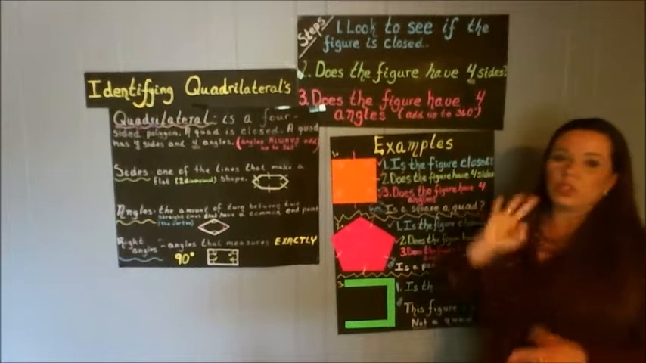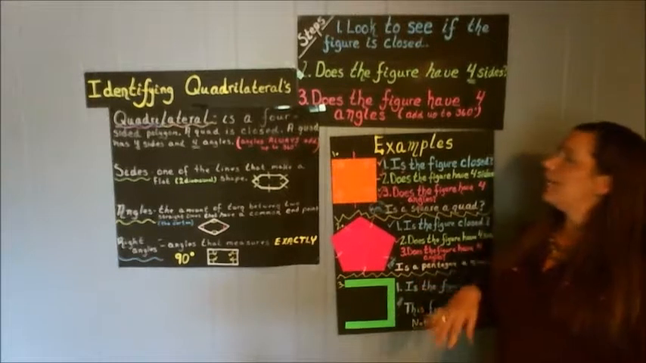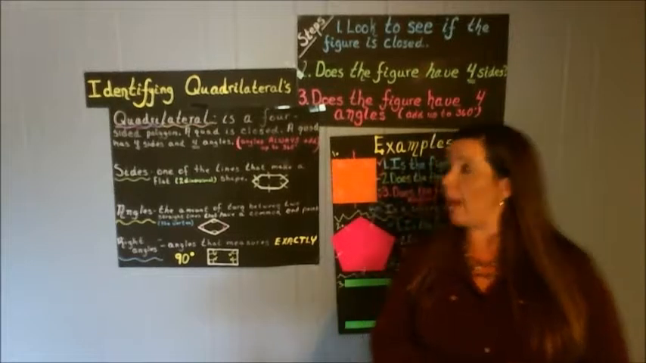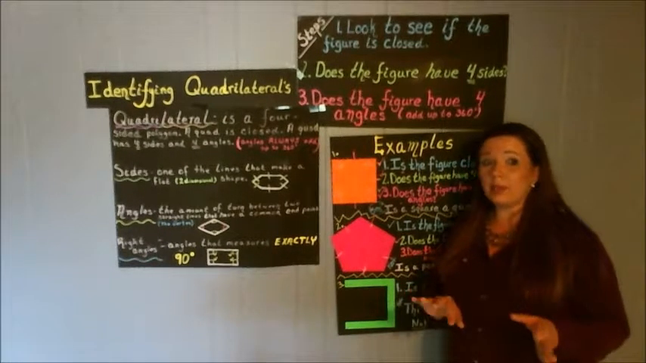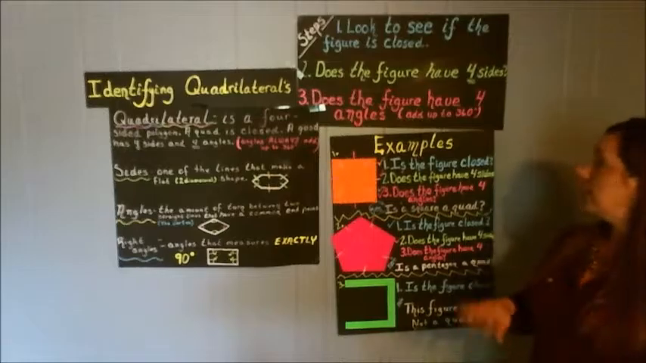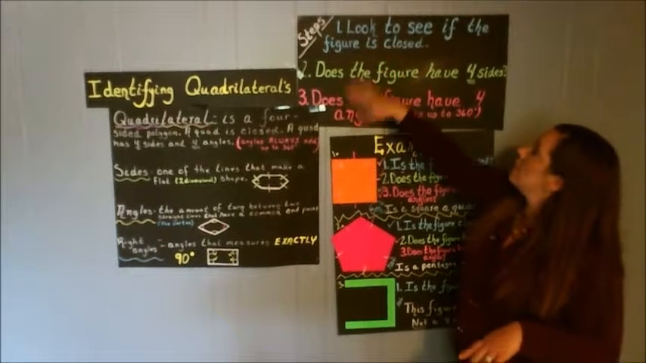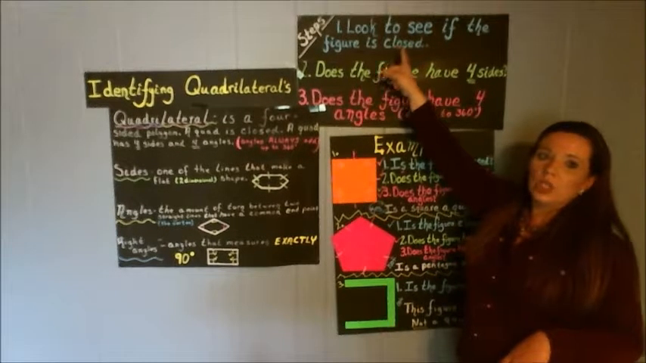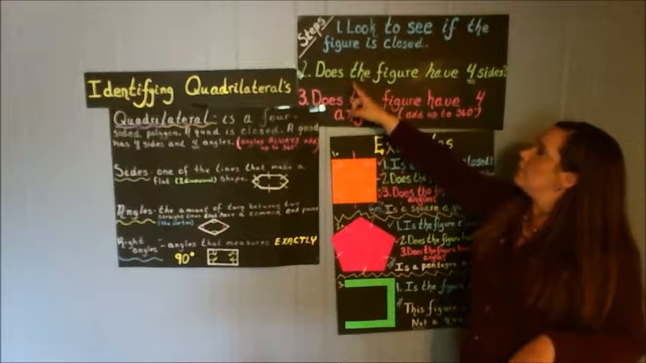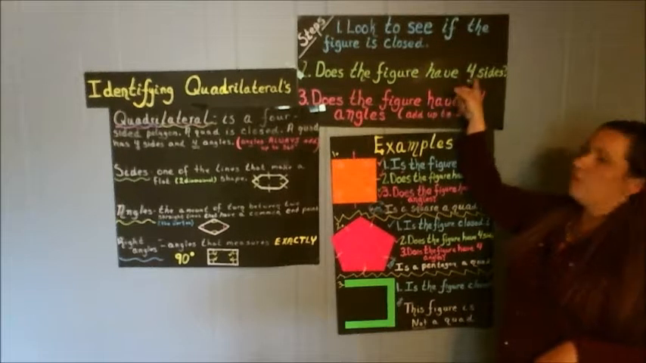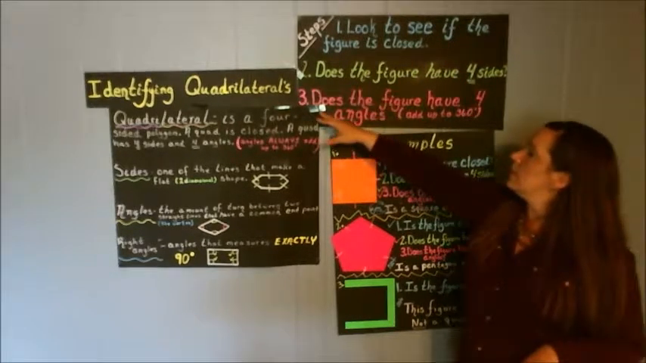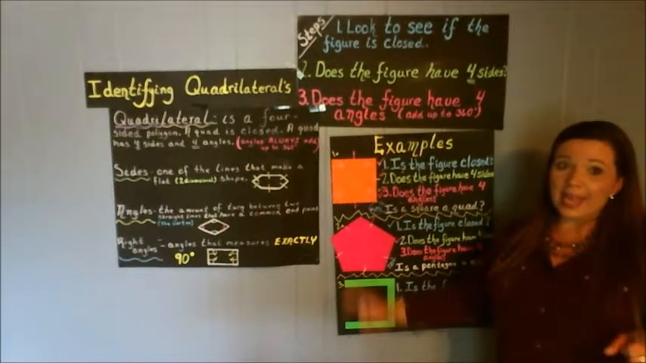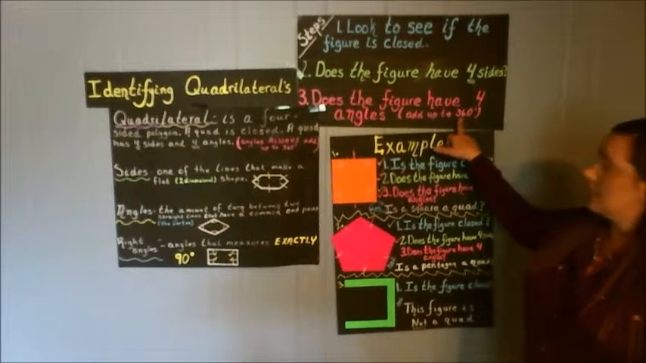Let's go over the steps. There's three steps. Now you have to remember, with quadrilaterals, you won't always use each step. Sometimes you'll stop at step number 1 or step number 2, and that's okay. All right, let's go over the steps. Step 1, first you look to see if the figure is closed. Step 2, does the figure have 4 sides? Step 3, does the figure have 4 angles, and they add up to 360.